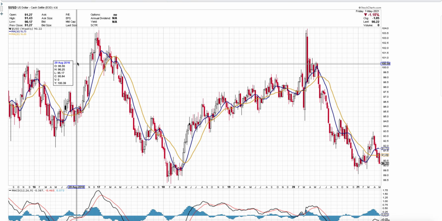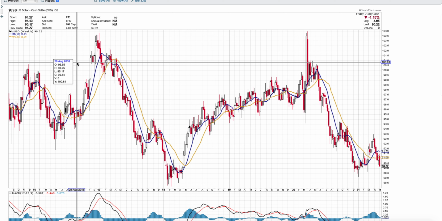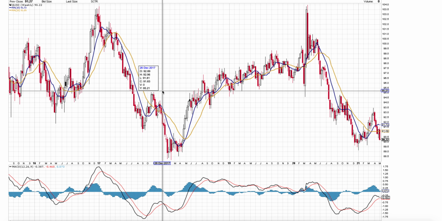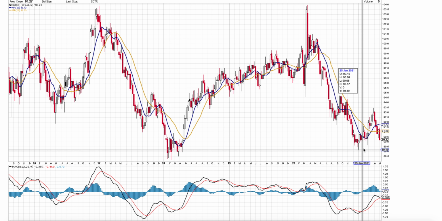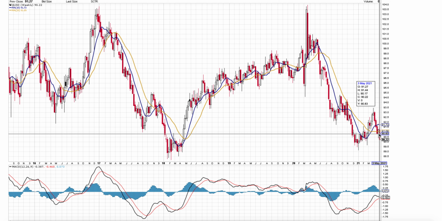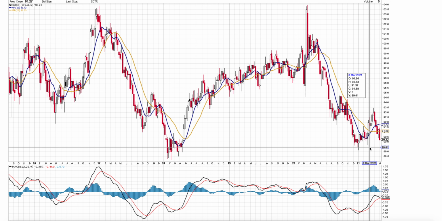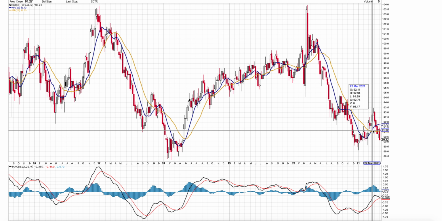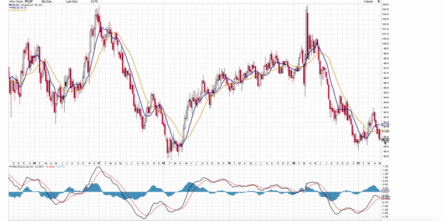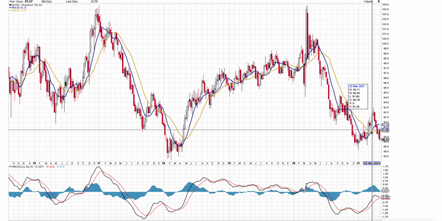So this is the USD in the weekly time frame. What do I see here? I see a broken trend line. That's not good, but it doesn't mean the end of the world. I see a bearish engulfing. It does not mean the end of the world, but it's bearish.